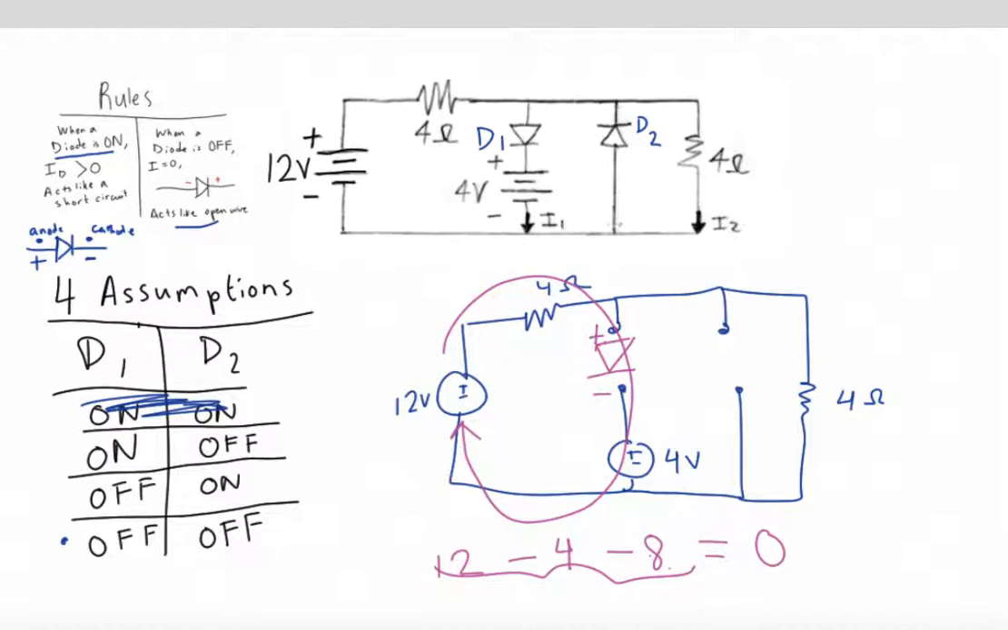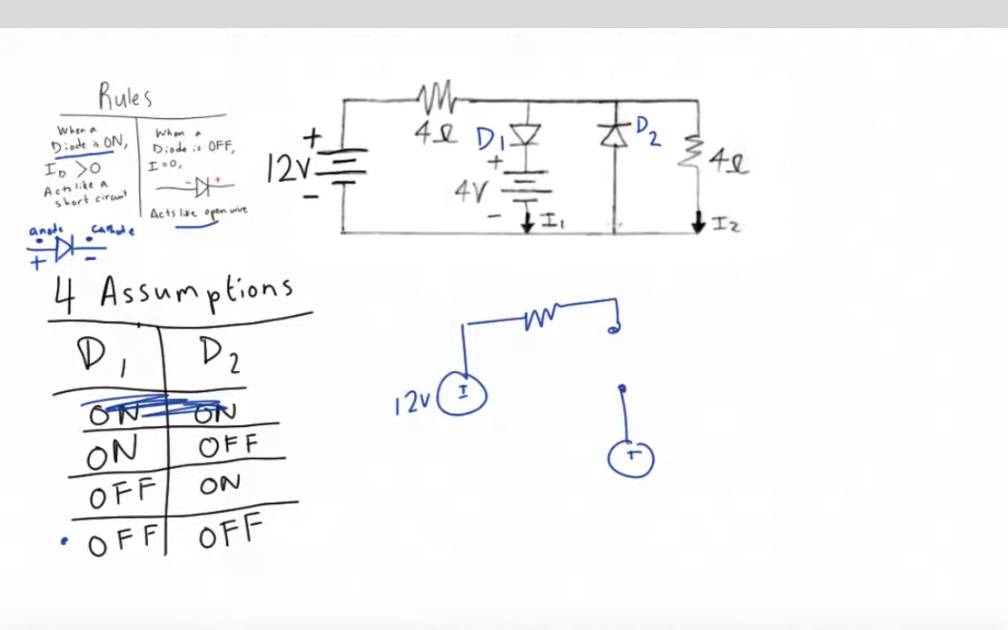The anode, this side, is positive, and the cathode is negative. That means it's conducting current, but our assumption is saying that it's off. That means no current should be going through this. And for that reason, we can eliminate that assumption that both are off. We just proved that it can't be the case. So we can eliminate this.